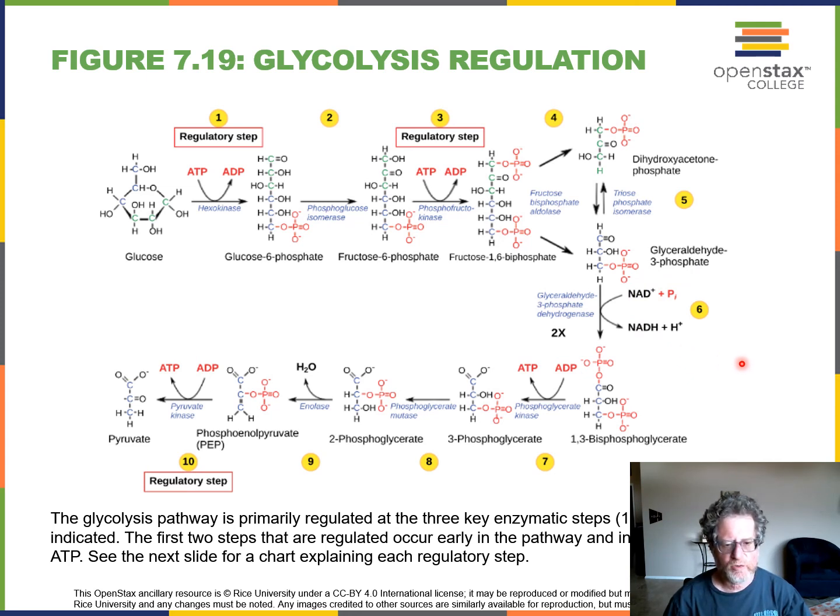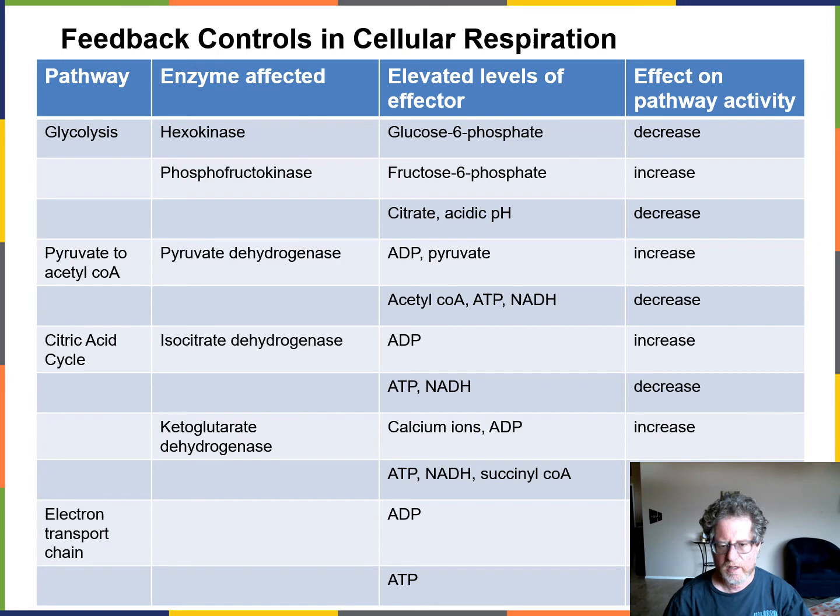Glycolysis has a couple of regulatory steps where there can be feedback regulation on the enzymes, and they say enzyme 1, enzyme 3, and enzyme 10 are all regulatory steps. And this is just telling you, hey, hexokinase decreases when you have a lot of glucose 6-phosphate. Phosphofructokinase increases if you have fructose 6-phosphate. So they're just telling you how these things increase and decrease based on different products.